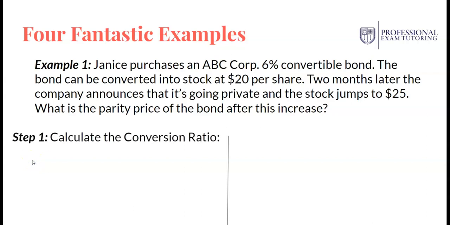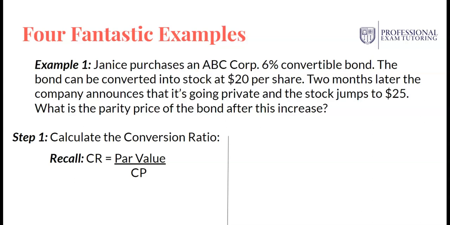Okay, so what we're going to do, as we do in any calculation around convertible bonds, 95% of the time plus, is first calculate the conversion ratio. To do this, you have to pinpoint a couple things. First, remember the formula: conversion ratio equals par value of the bond over conversion price of the stock.